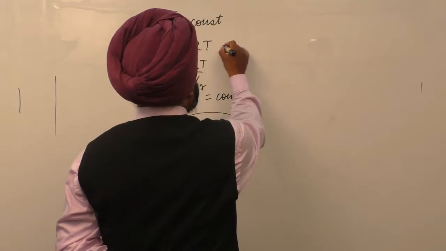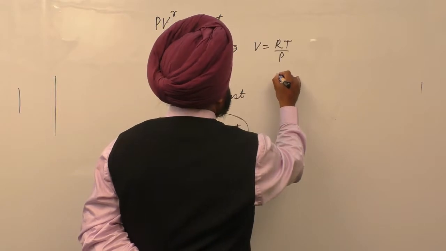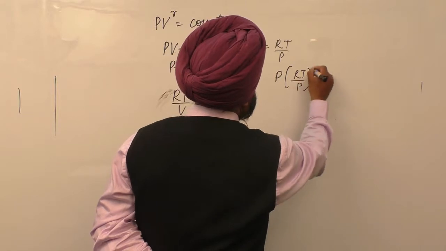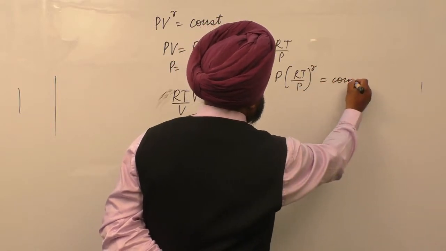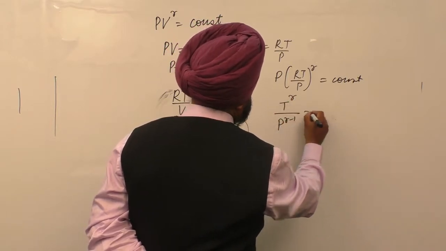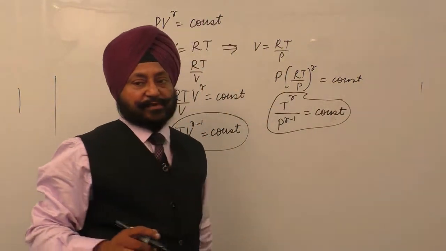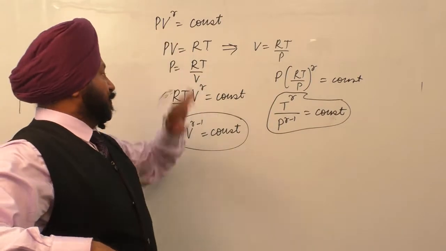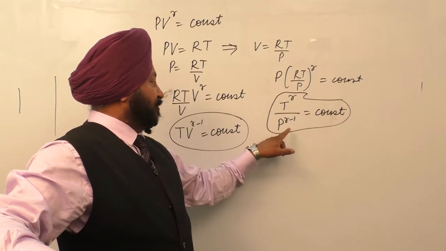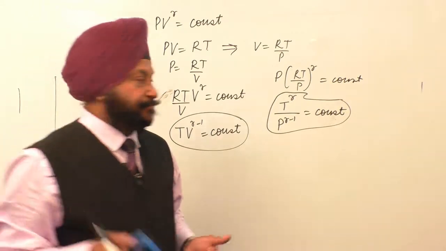We can also from here find out the value of volume in terms of pressure, and then we can write this as pressure into RT over pressure to the power gamma is equal to constant. So we can write T to the power gamma over P to the power gamma minus 1 is equal to constant. This is another equation of an adiabatic process. So PV to the power gamma is one, then TV to the power gamma minus 1 is another one, T to the power gamma over P to the power gamma minus 1 is another expression for the adiabatic process.